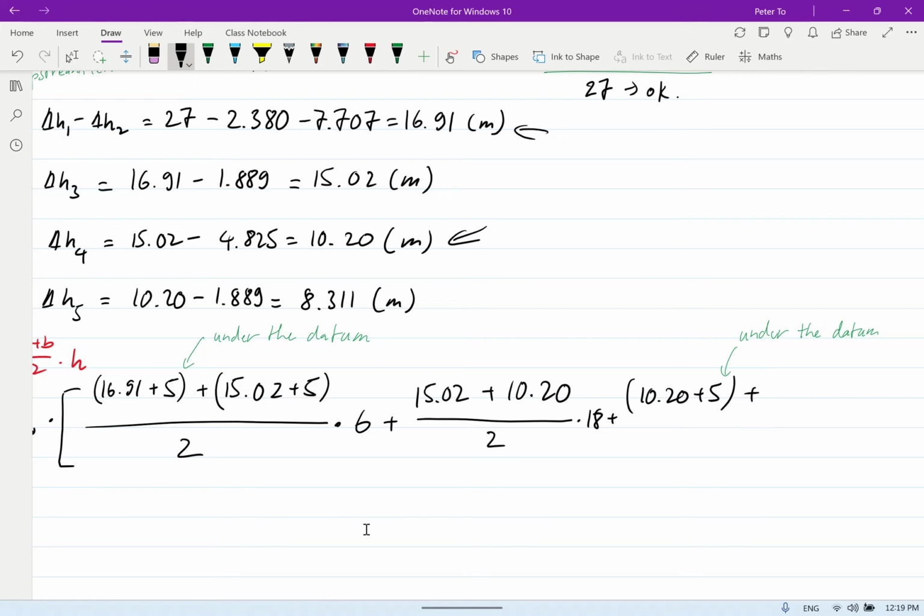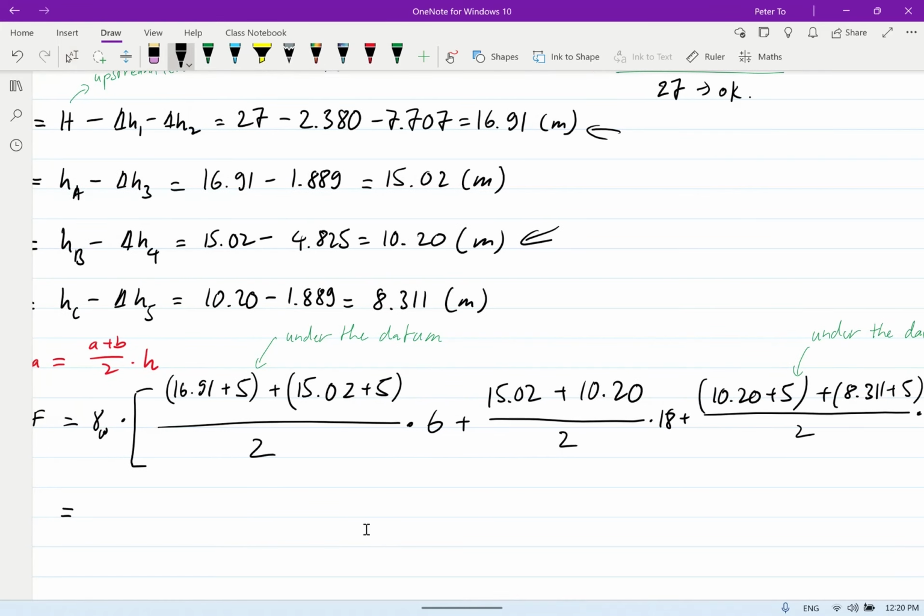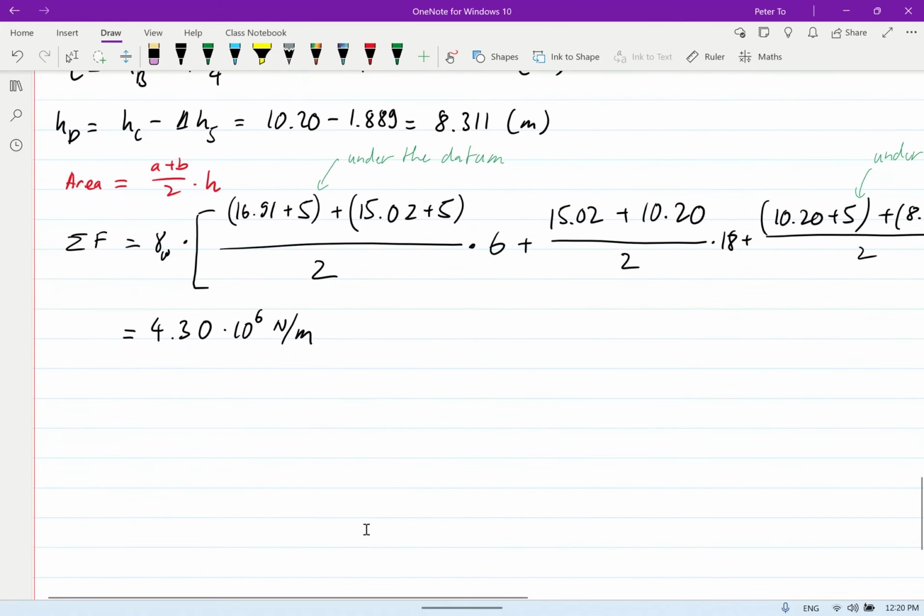Plus 8.311 plus 5 over 2, and times by the height, which is 6. All of this gives me the value of the uplift force, which is 4.30 times 10 power 6 Newton per meter. The reason we have per meter here is because we are calculating for 1 meter length of the dam. If you times it by 1 meter length, you will have the force in Newton, so about 4.3 mega Newton.